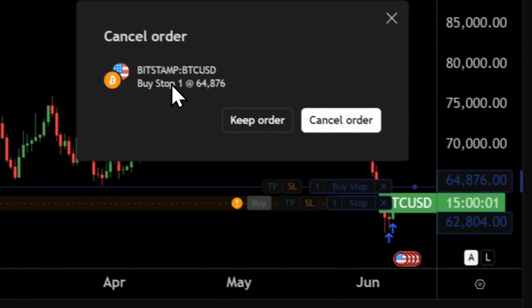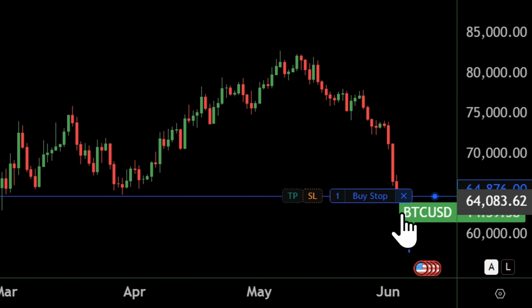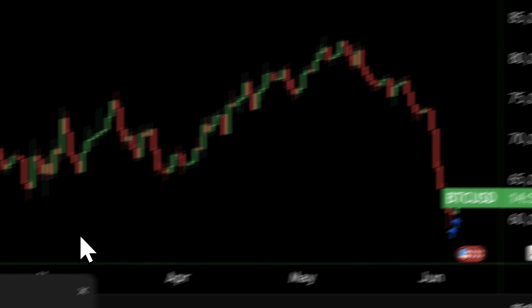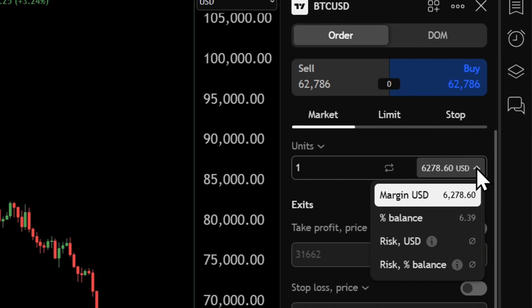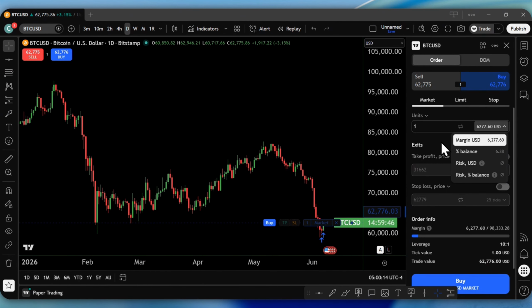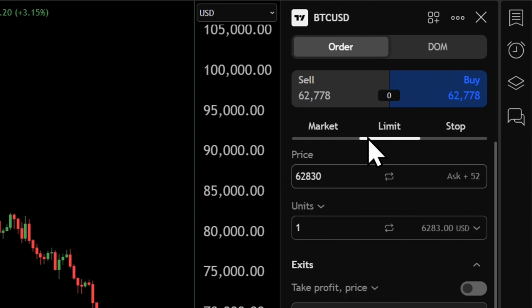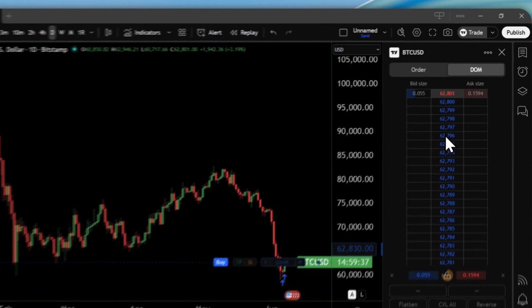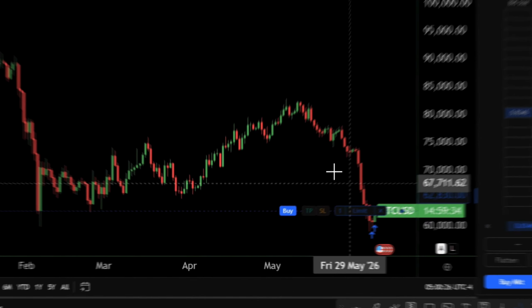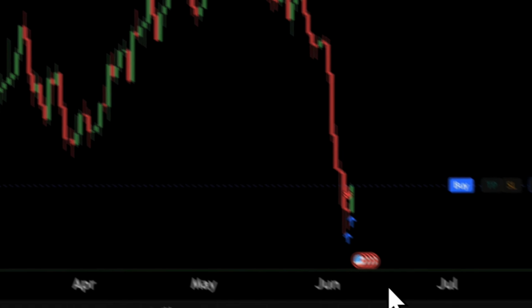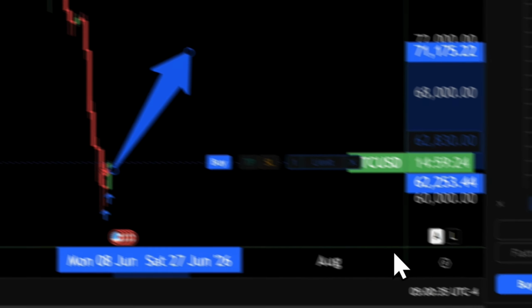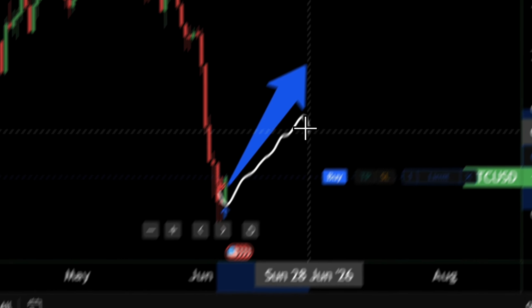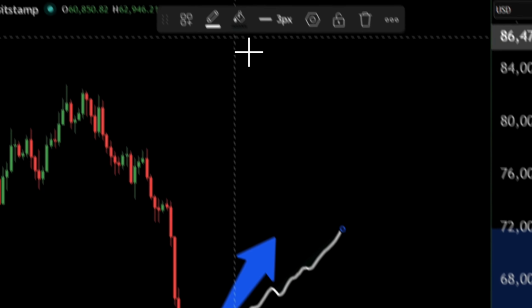Now, let's talk about stop orders. This is where many beginners get confused. A stop order activates only when price reaches a specific level. One common use is breakout trading. Imagine a market that has been moving sideways for several days. Price keeps hitting a resistance level but cannot break through. Eventually, you may decide to enter only if the breakout actually happens. Instead of sitting in front of your screen all day, you can place a stop order above resistance. If price breaks higher, the order activates automatically. This allows you to participate in the move without constantly watching the chart. The same concept works in the opposite direction for bearish breakouts.